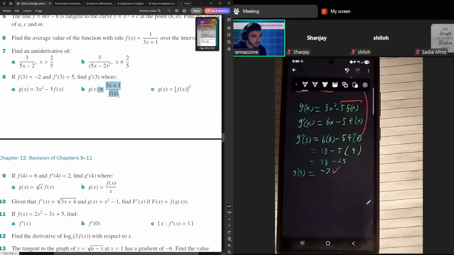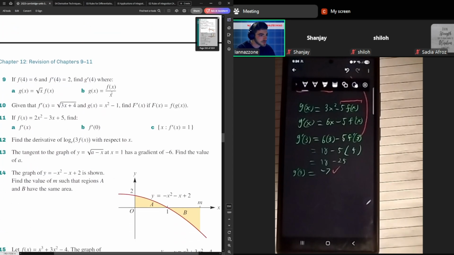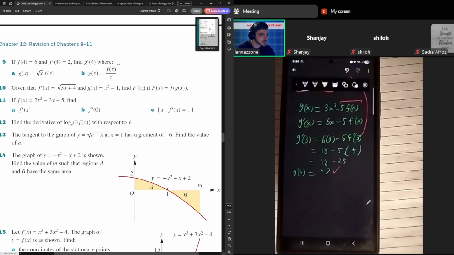Chain rule, quotient rule, both of those are going to require this f of 3 equals negative 2. So if you're curious to see how that goes, I'd encourage you to try one of those yourselves in your own time, though, because it is a very similar type of question. Same for 9. 9 is product rule, quotient rule, same sort of deal.